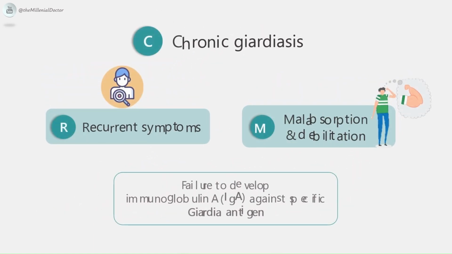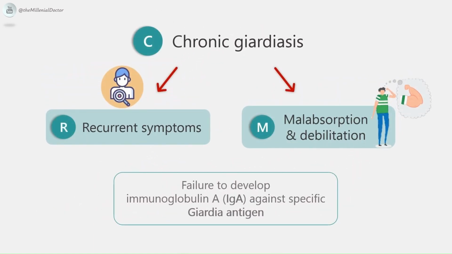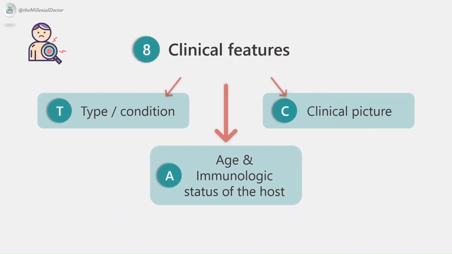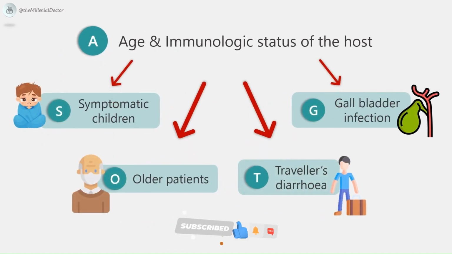Then the chronic giardiasis. The symptoms are recurrent. Malabsorption and debilitation may occur, and these may be due to failure to develop immunoglobulin A, that is IgA, against specific Giardia antigen. Then, based on the age and immunologic status of the host, this can be further divided into symptomatic children, older patients, traveler's diarrhea, and gallbladder infection.